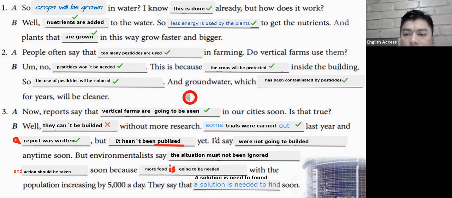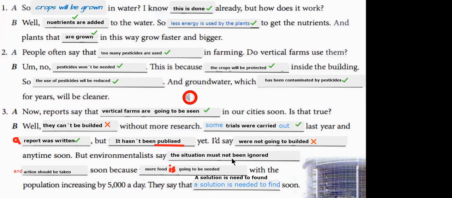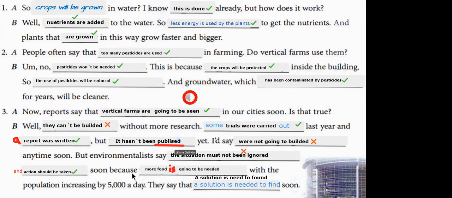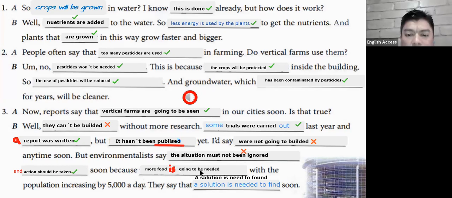I'd say we're not going to build. It's incorrect. The situation must not be ignored is incorrect. And action should be taken. Yeah, this is good. Because more food is going to be needed with the population increasing by 5,000 a day. They say that a solution is need to found. No, sorry, that's incorrect. A solution is needed to find. No.